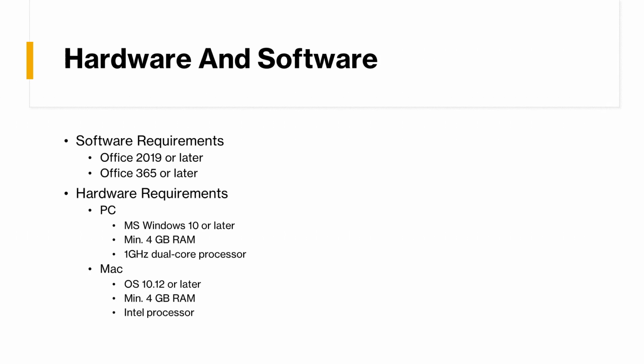Hardware and software for this course. The software. Have Microsoft Excel 2019 or Excel 365 or higher. Now, you can use older versions of Microsoft Excel. However, they may have different capabilities and features. Hardware. For the PC, Microsoft Windows OS 10 or later. Minimum of 4 gigabytes of RAM. And a 1 gigahertz dual-core processor. For the Mac, OS 10.12 or later. A minimum of 4 gigabytes of RAM. And the Intel processor.